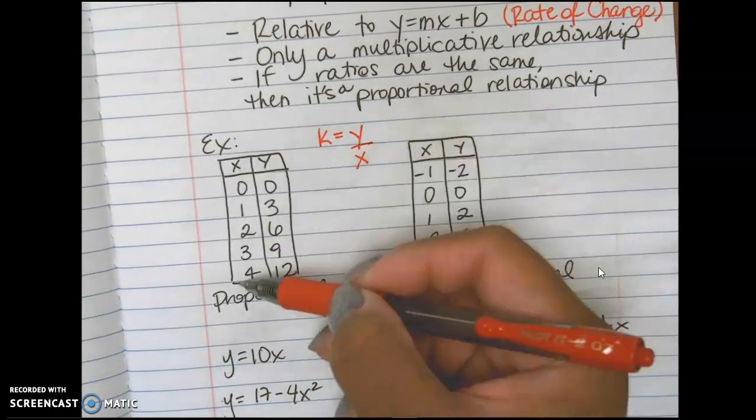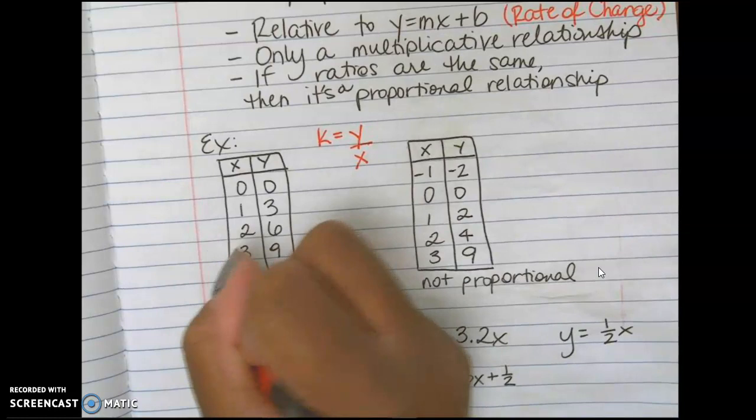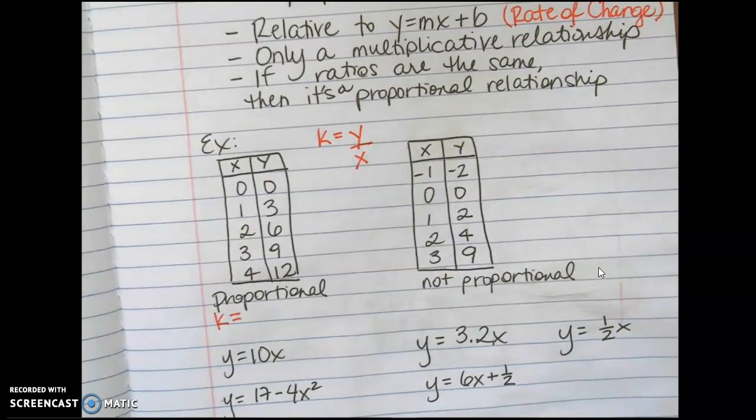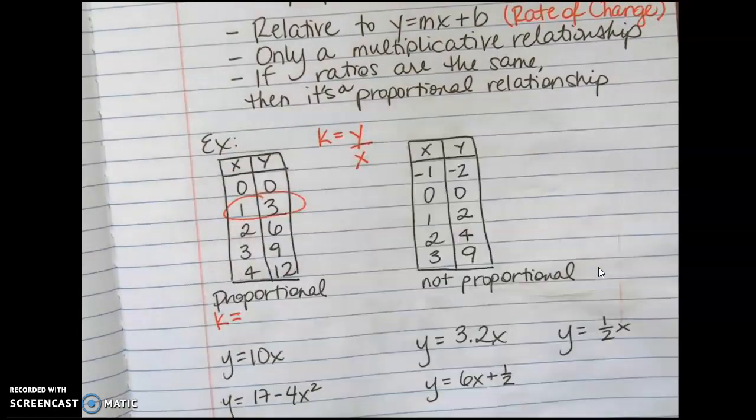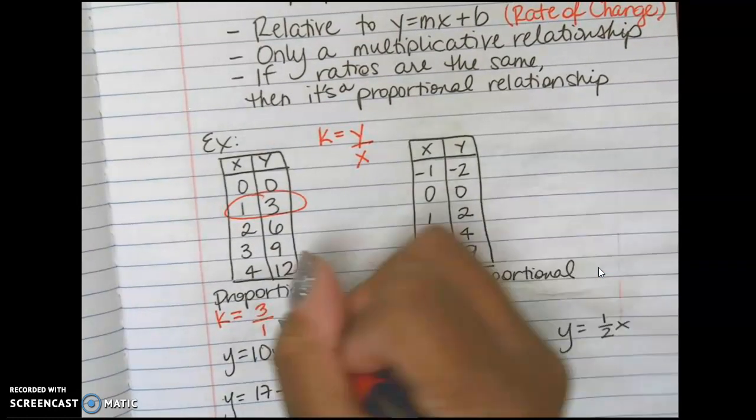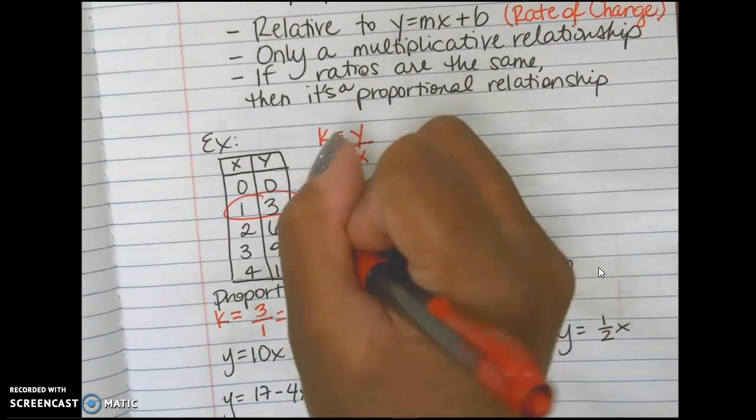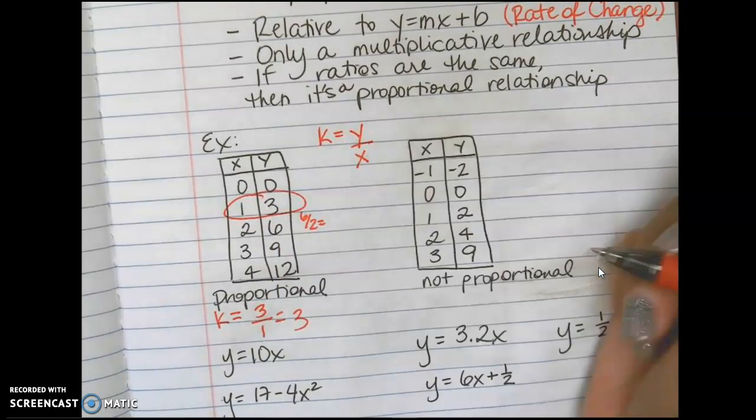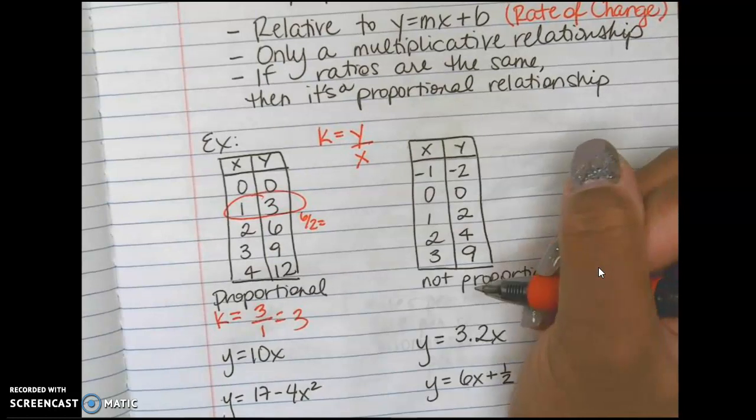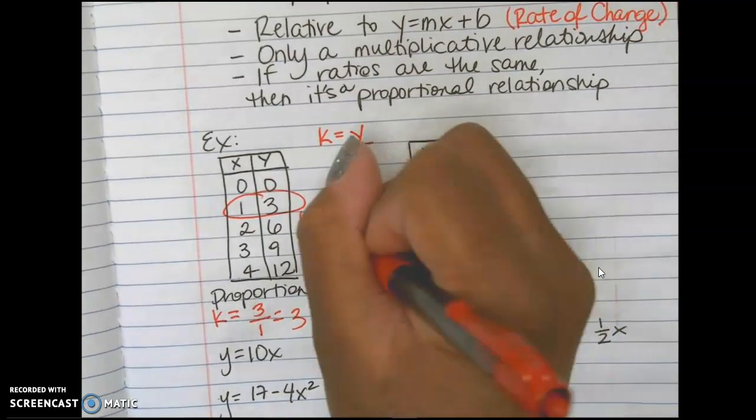So here's my x column and here's my y column. If I were finding the constant of proportionality, I would choose one value and put the y over the x, or not one value, but one pair. So 3 over 1. What is 3 over 1 equal to? 3. What's 6 over 2 equal to? 6 divided by 2 is 3.